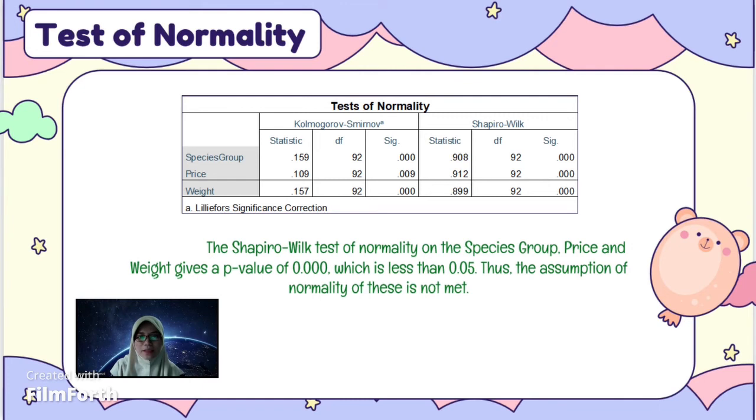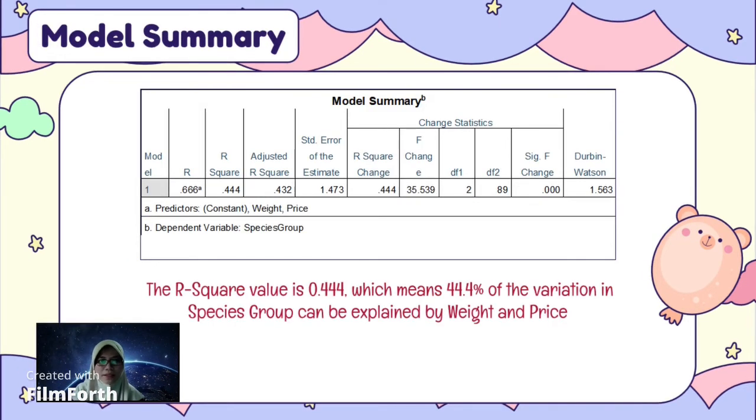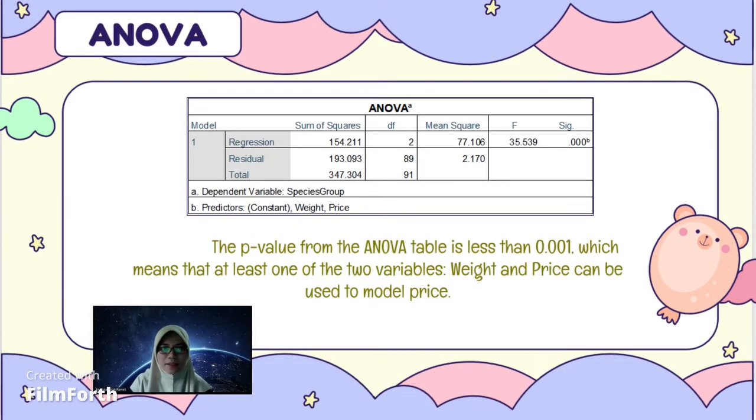Thirdly, test of normality. The Shapiro-Wilk test of normality on the species group, price and weight gives a p-value of 0.000, which is less than 0.05. Thus, the assumption of normality is not met. Next, model summary. The R-square value is 0.444, which means 34.4% of the variation in species group can be explained by weight and price.